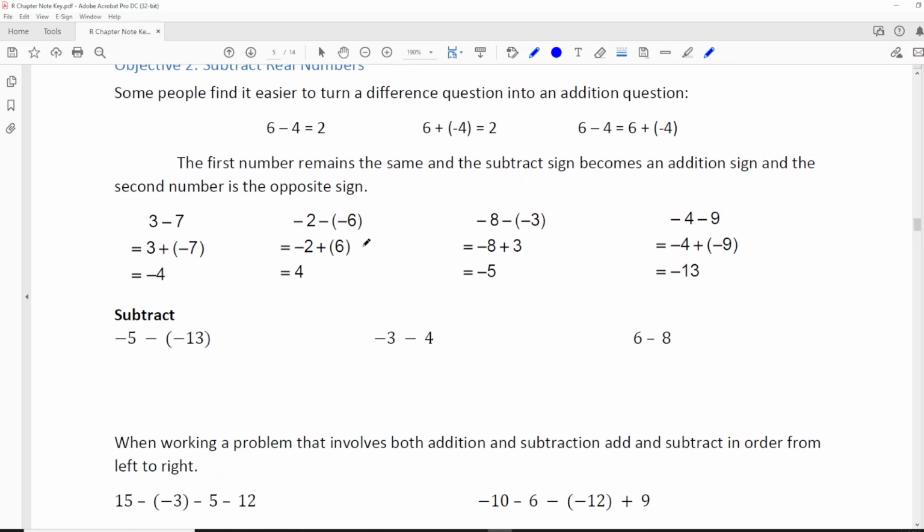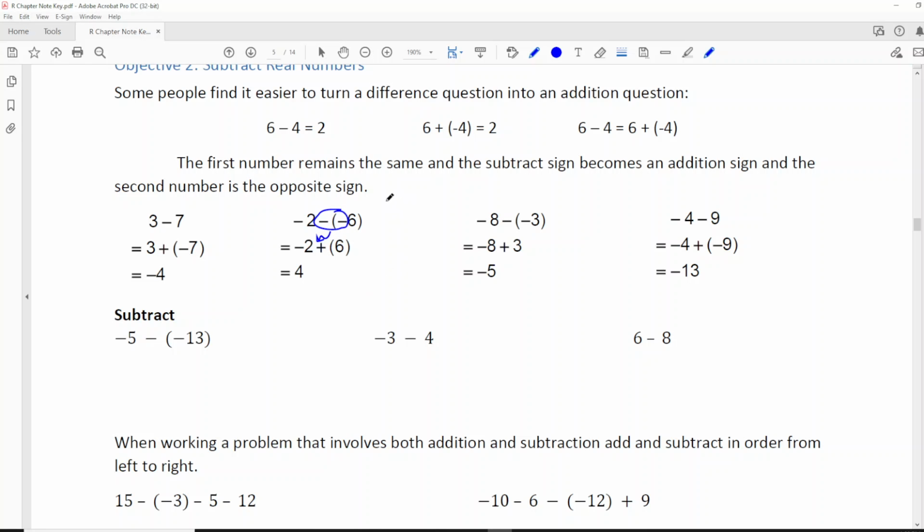So here's 4 examples that I've done for you. If you've got 3 minus 7, it's like taking 3 plus -7, which would give me -4. If I have -2 minus -6, this one's different. So when you take away a negative, it means that you actually add.